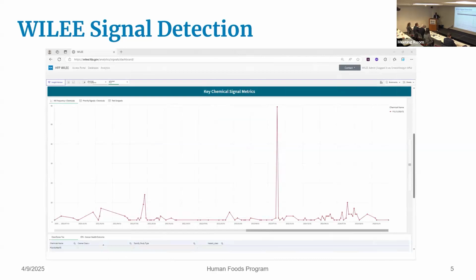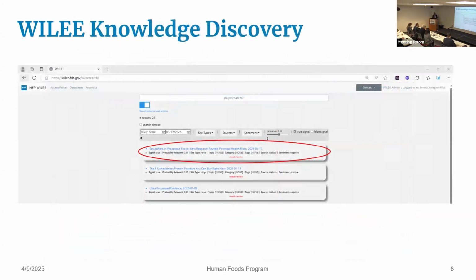So once it's in production, the idea is we look at this on a weekly basis or we look at this on a daily basis. So we will see the signal before it becomes a major issue. You can dig deep into the signal. You can ask, okay, what are the articles that are coming with this particular signal, right? So here is the polysorbate.